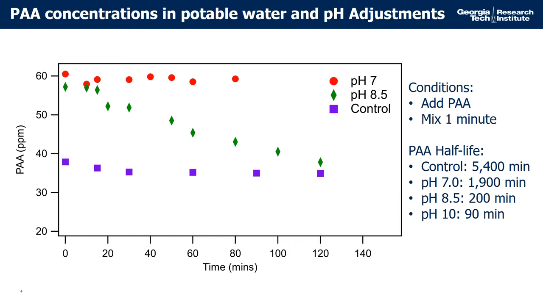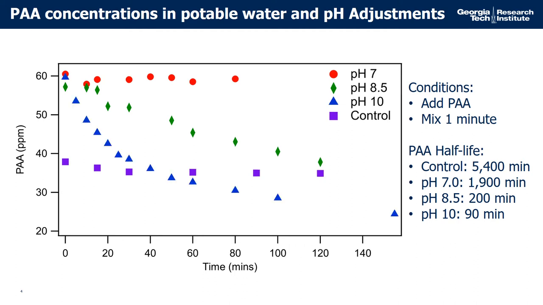And finally, for pH 10, you can see that for the first 40 minutes, there is a rapid drop in PAA, which levels off for the remainder of the observation window. For pH 10, it only takes about 90 minutes for a loss of half of the PAA starting concentration.